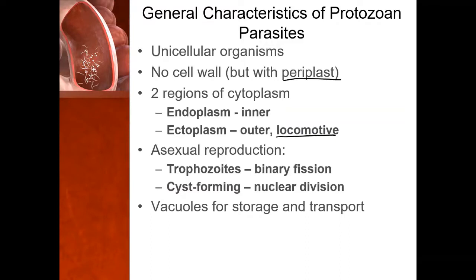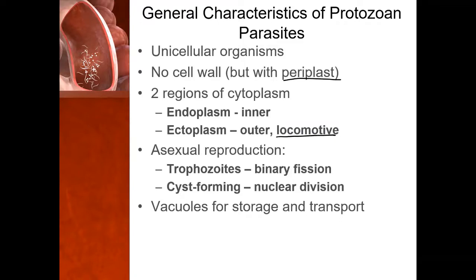They can asexually reproduce. So they have the trophozoites and cyst forming. Other protozoan parasites such as apicomplexans can reproduce sexually, and later on we're going to discuss that. Trophozoites can reproduce through binary fission, while the cyst forming can reproduce through nuclear division.